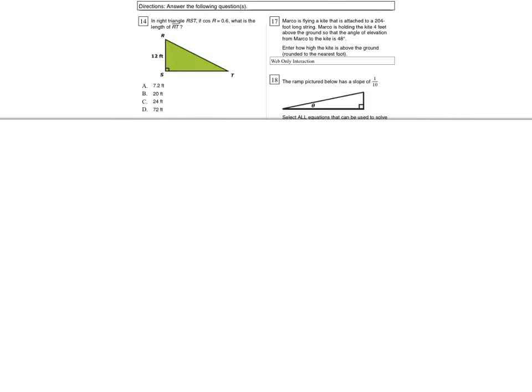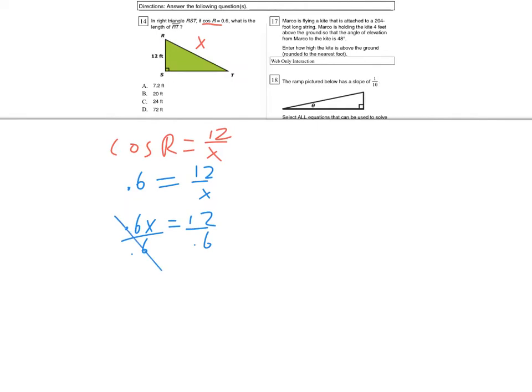All right, next up here, they want the length of RT, that's x, and they don't tell us what r is, but they say cosine r equals 0.6. That doesn't mean that r is 0.6, so here's what I would do. I'm just going to set this up. So cosine of r equals 12 over x, and then since they tell me this piece of information, I'm just going to substitute this whole cosine r, change it into 0.6. Since they told me cosine r equals 0.6, I can substitute that. So that means that 0.6x equals 12. And if I divide that by 0.6, that'll give me my answer.